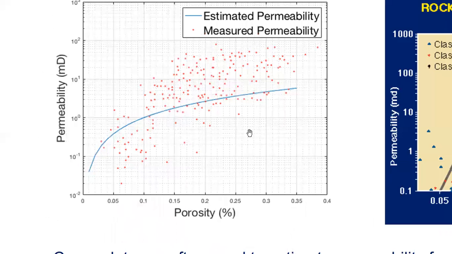So this is the porosity and permeability relationship, which is very, very important. If you have porosity, you can predict your permeability and vice versa.